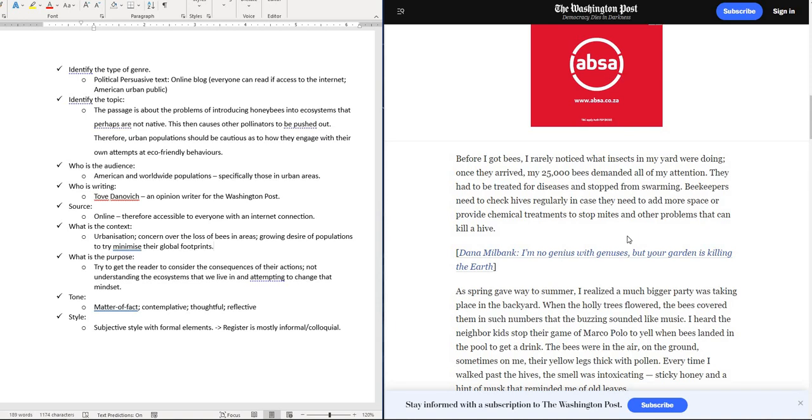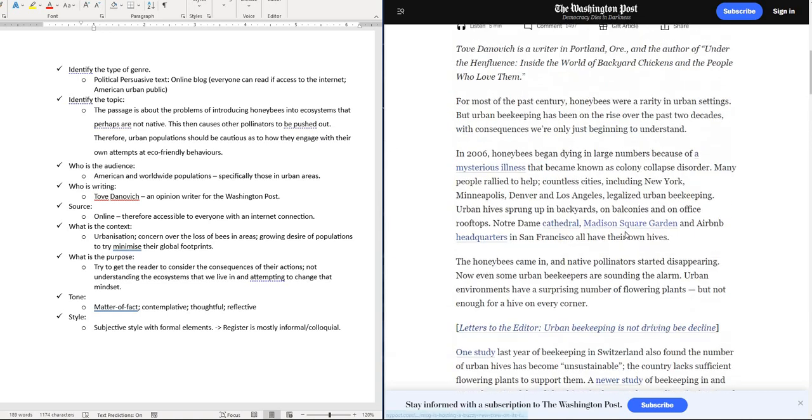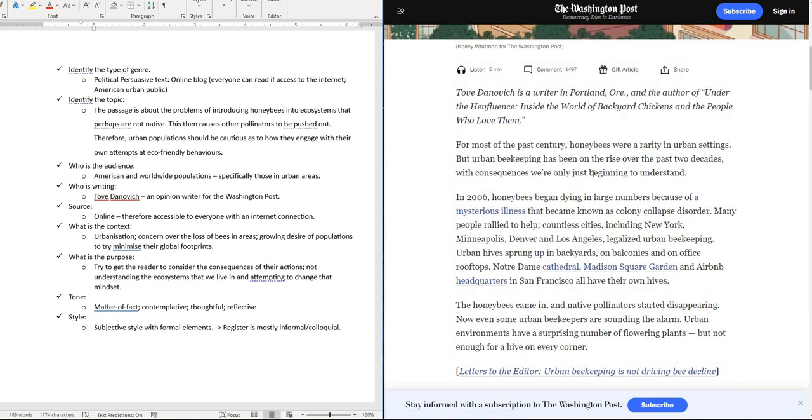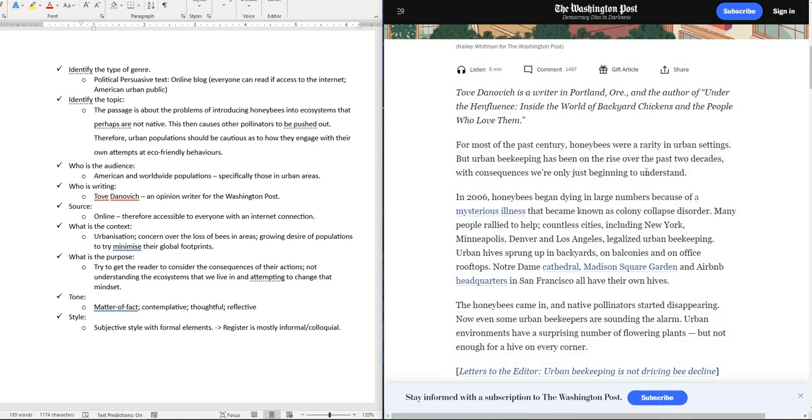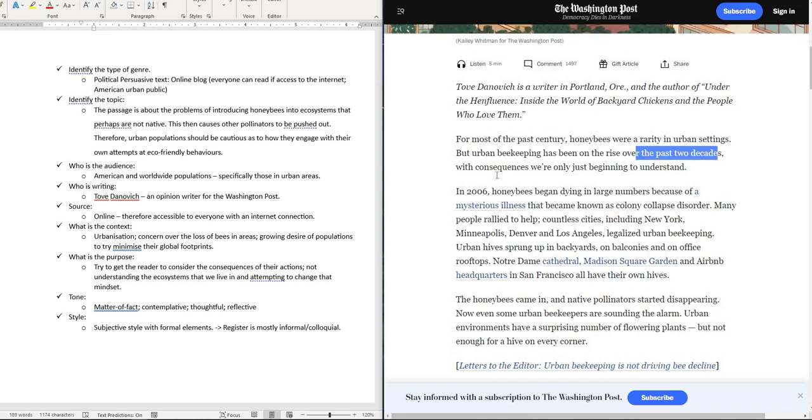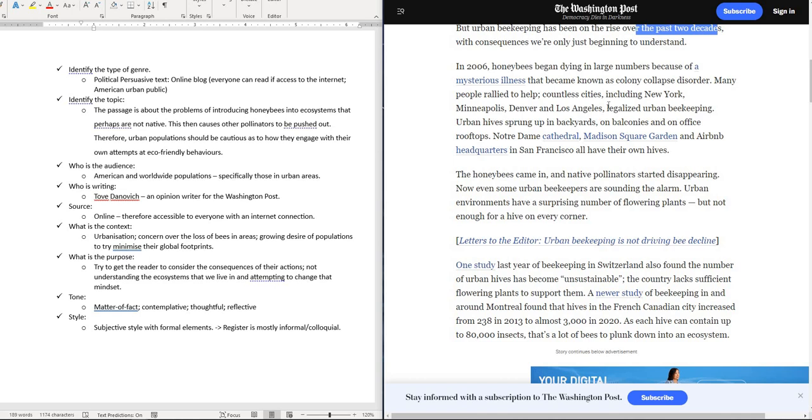It's not because I've gone looking anywhere else. It's literally what the passage has told me, what has happened. How did we get here? Remember here he says, for the most part of the century, honeybees are a rarity. Over the last 2 decades, we started to see a rise in urban beekeeping. Then we get a sense of that growth over here.